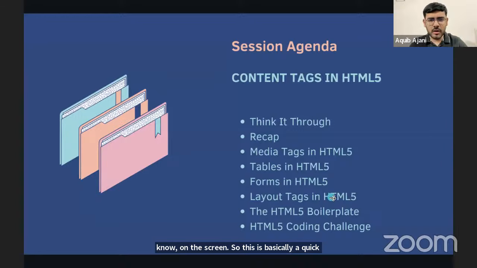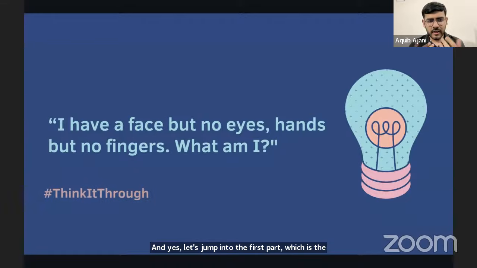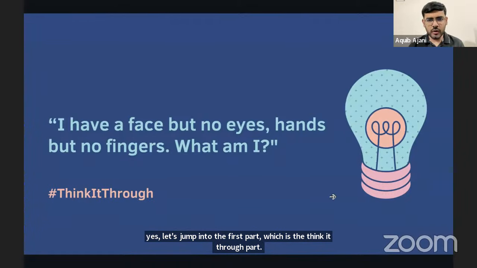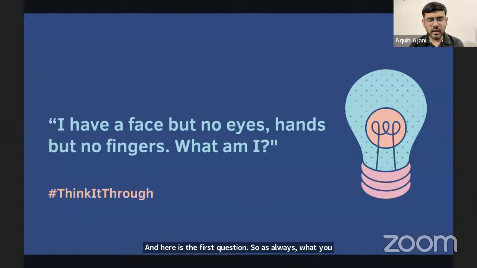Yes, let's jump into the first part, which is the think it through part. Here is the first question. As always, you have to think about it, put your answer in the chat, and then we'll discuss the correct answer and move to the next question. Okay, the question is: I have a face, but no eyes, hands, but no fingers. What am I? This could be a real world object. It could be something technical. It could be something we use on a daily basis. It could be anything basically. So give it a thought, put your answers in the chat. Then we'll move to the next question.